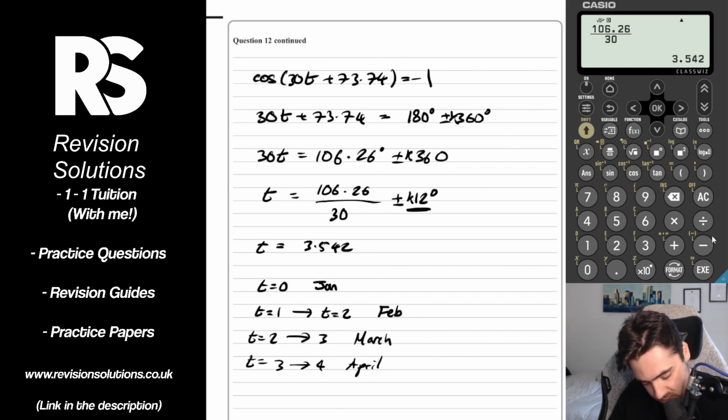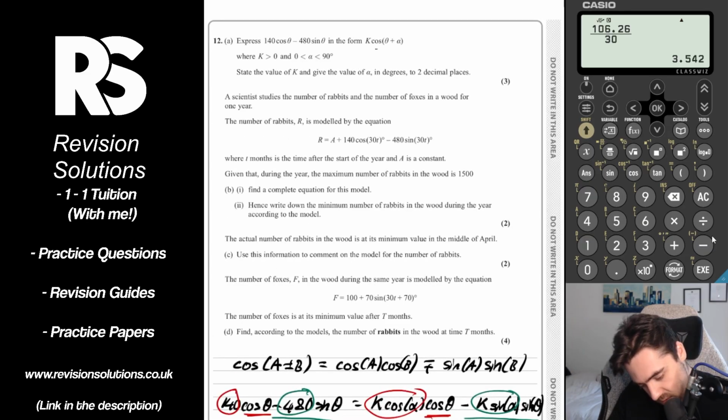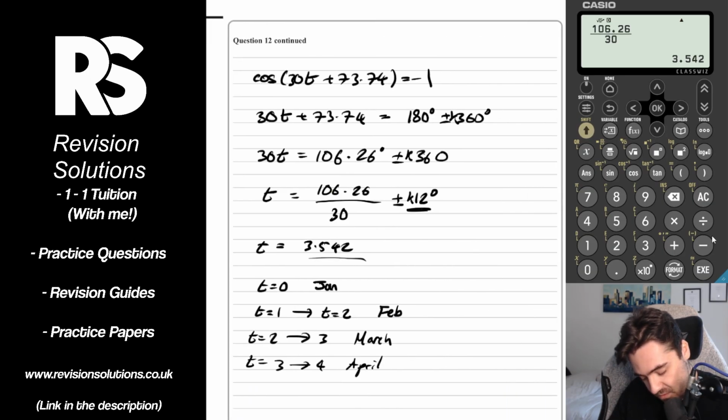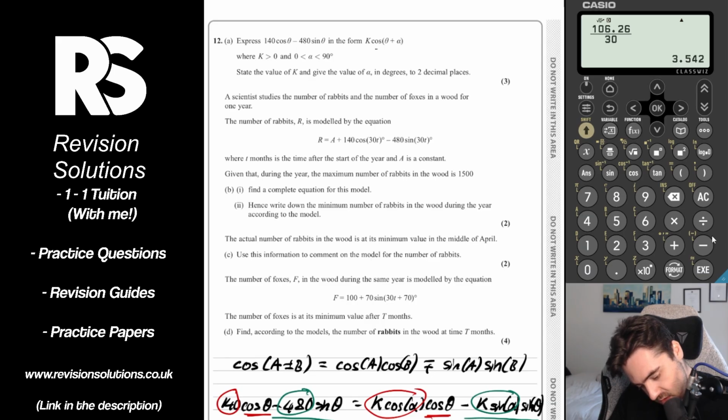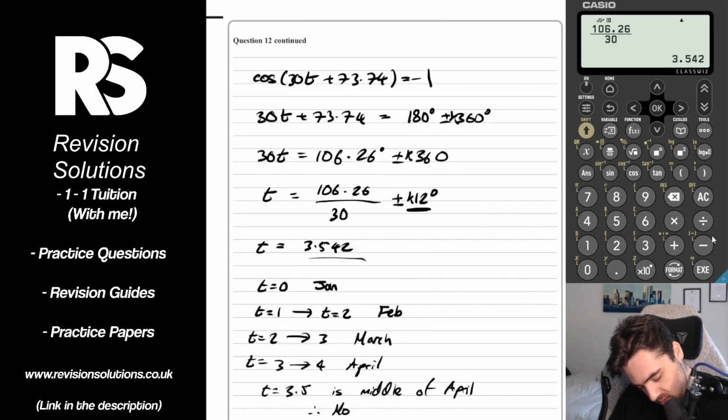So it looks like our model's in agreement. What did they say? The actual number of rabbits in the wood is at its minimum value in the middle of April. And 3.5 is halfway through, the middle of April. So therefore, we'd say the model does predict it well. What did they actually ask? Comment on the model for the number of rabbits. Yeah, so therefore the model predicts R well.